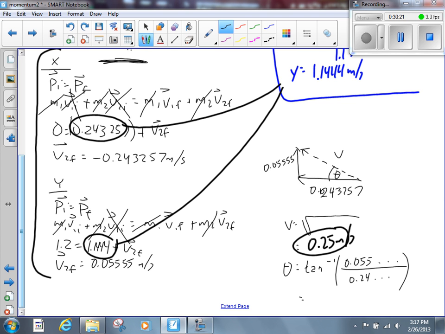Justine, question? The angle is going to be pretty small, right? Because we're dealing with something right here that's a pretty small number. Did you get an answer, Justina? Okay, let's calculate it then. That would be 13 degrees north of west. Okay? All right.